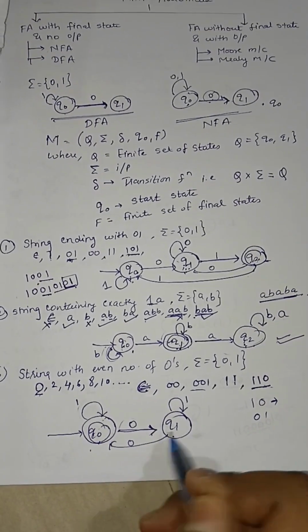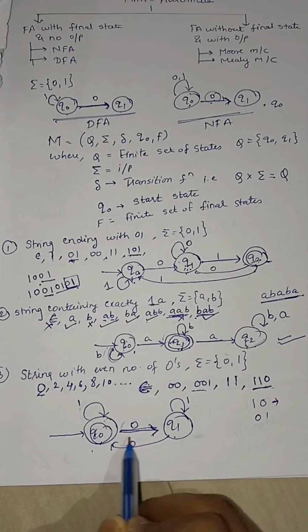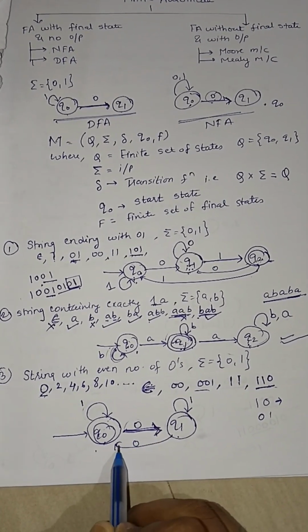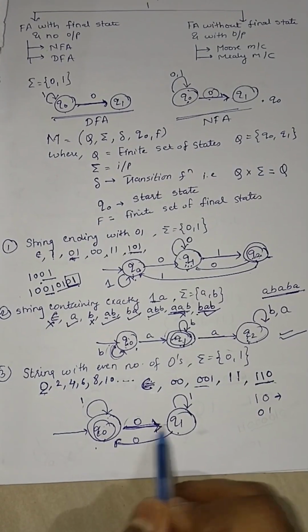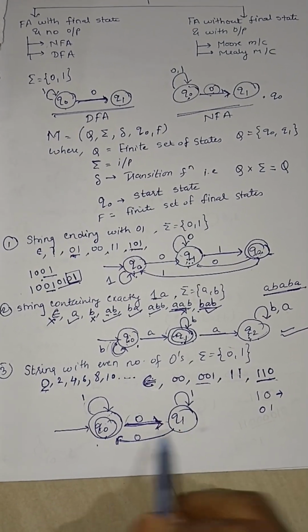It is correct because we want an even number of zeros, that's why we are making the transitions of 0 on different states and the transitions of 1s on the same states.